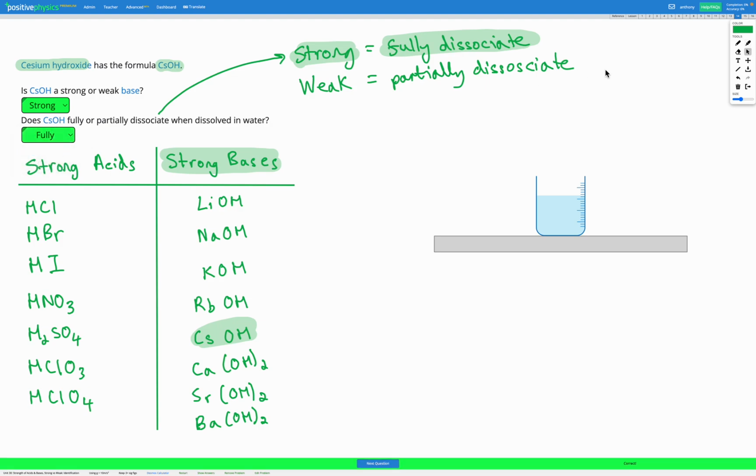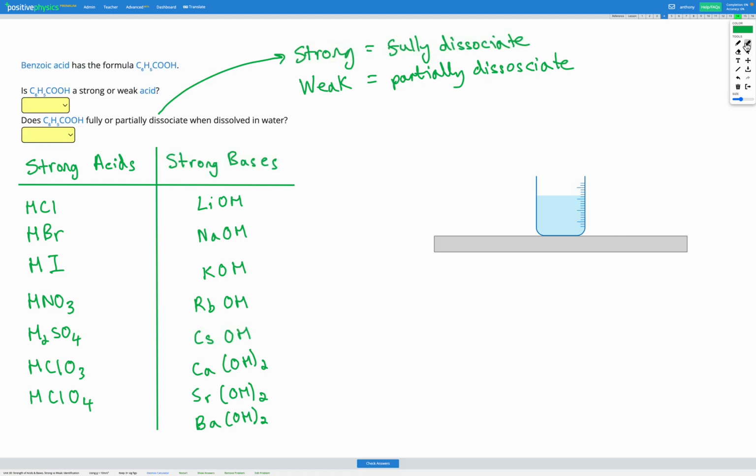Let's do one more question of this type. In this question, we have benzoic acid, which has the formula C6H5COOH. So we need to find out, is this a strong or weak acid? So looking at our table, it does not appear in the table. Therefore, it must be a weak acid. Secondly, we're asked, does it fully or partially dissociate when dissolved in water? Well, we know it's weak, so that means it's going to partially dissociate when dissolved in water.